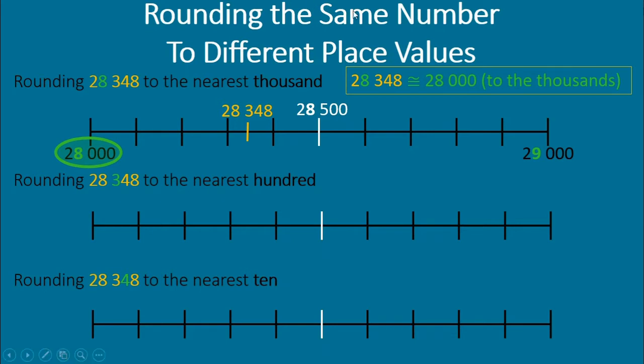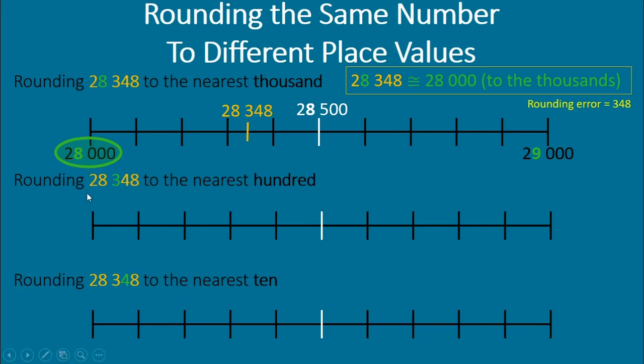28,348 is approximately equal to 28,000 when we round to the nearest 1,000. Note our symbol here, it's approximately equal, it's not exact. There is a slight rounding error, not a mistake that we made, but an inaccuracy when we rounded. It's 348 less than it actually should be.